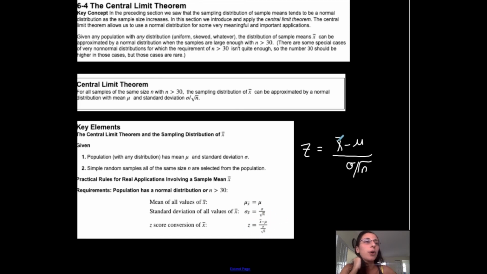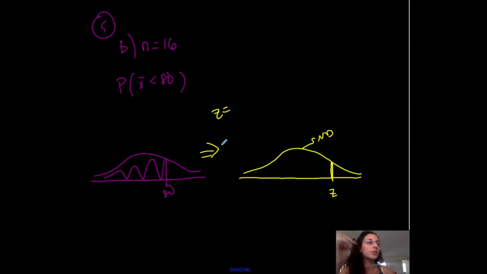X bar, the mean, minus the population mean. Now I have to use this. Your calculator doesn't do this, so we have to standardize it first before we can do normal CDF. I have to find the corresponding z-score. Don't forget, now I'm on a standard normal distribution curve. I have to find this corresponding value that matches this location, but on a standard curve. I have to calculate it using that formula, because now I'm selecting more than one.